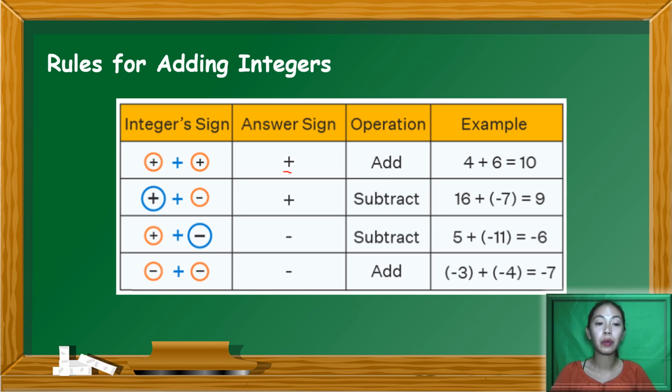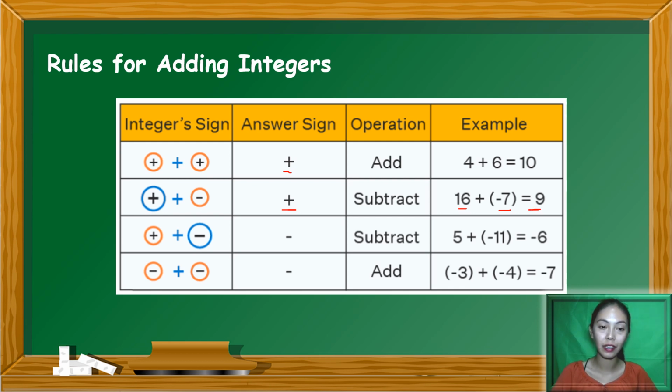Next, we will add a mix: positive plus negative. If we add positive plus negative, the answer is positive, and the operation is subtraction. For example, we have positive 16 plus negative 7. Since 16 is positive and negative 7 is negative, we will subtract the two. 16 minus 7 is 9.